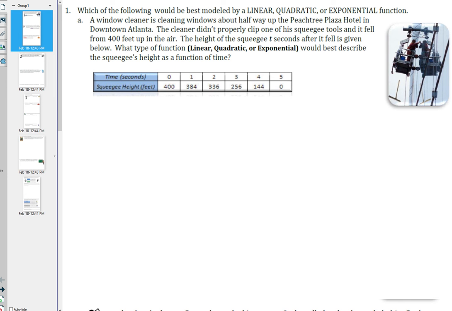It's the same thing you took a quiz on, which again, the quiz results are in the grade book already. You'll see them tomorrow. It's the same thing, but now just with word problems. It's applications, applying a linear, quadratic, or exponential model wherever it would be needed. So let's see, which of the following would best be modeled by linear, quadratic, or exponential?